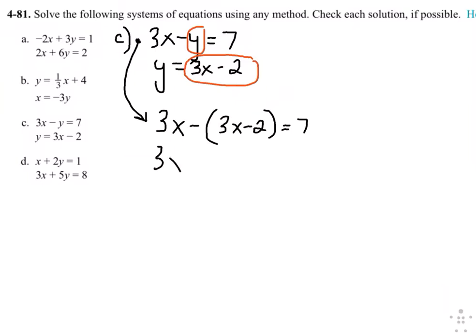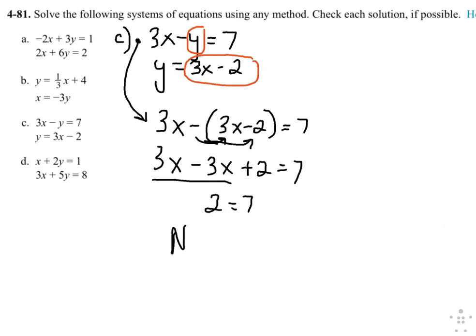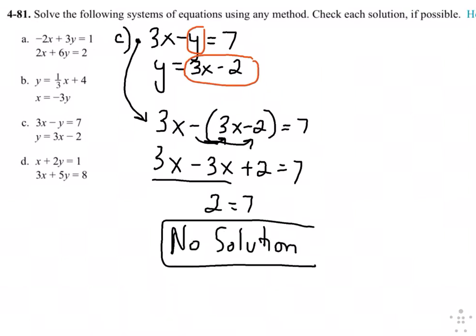So now we distribute that negative sign, right? We distribute that in. We get minus 3x plus 2 equals 7. So now we get 3x minus 3x is 0. So I get 2 equals 7. And when does 2 equal 7? It never does. So there's no solution to this system, right? Now, if it said why isn't there a solution, then you would say the lines are parallel. But if it just says solve, then you write no solution.